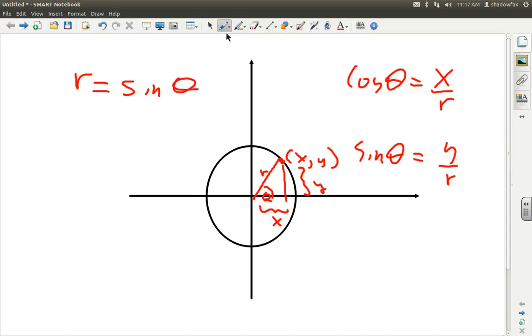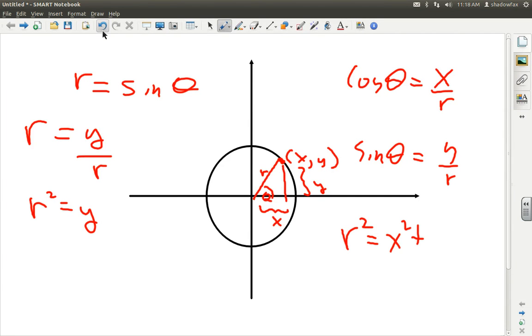So what if, instead of writing sine theta, I write y over r? Right? Now, cross multiply. What do you get? r squared equals y. But what is r squared? What's the relationship between x, y, and r? x squared plus y squared equals r squared? Isn't r squared equal to x squared plus y squared?